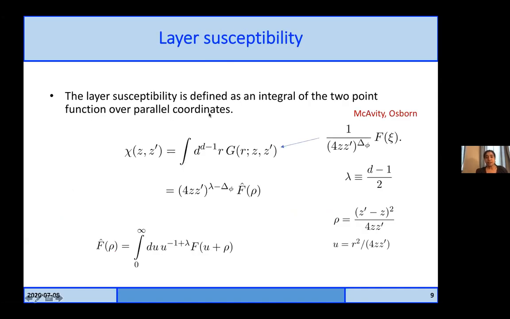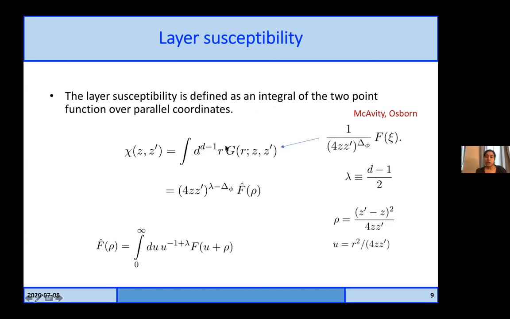Now the layer susceptibility is defined as an integral of the two-point function over the parallel coordinates. Here is the two-point function, and we have these parallel integrals over D minus one coordinates R, and this is how we denote the layer susceptibility between the planes Z and Z prime. So this is a function of Z and Z prime only. This connection between the layer susceptibility and the two-point function in the context of boundary conformal field theory was pointed out by these authors.